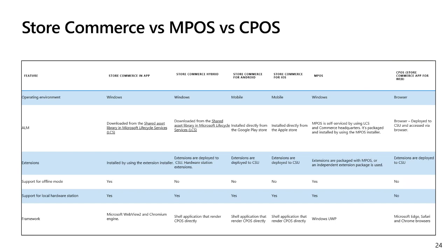So MPOS is self-serviced by using LCS and Commerce headquarters. It's packaged and installed by using the MPOS installer. CPOS is browser-based and is deployed in the CSU, and CPOS application is not deployed locally. The browser accesses the application and code from the CPOS server. CPOS can't directly access POS hardware or work in an offline state.